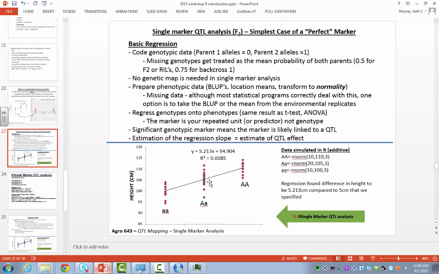Now the point is, we have significance, so we know that this locus is significant, and if we can get this equation, that tells us the effect. The effect of going from little a to the heterozygote to the big A. Any questions on that, other than why my code isn't working?